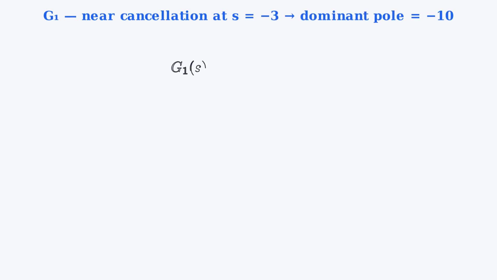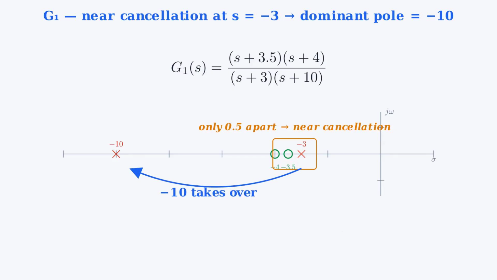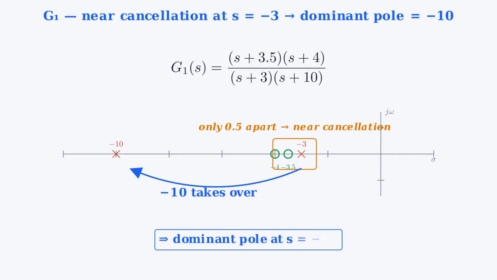g1 of s equals (s plus 3.5) times (s plus 4) divided by (s plus 3) times (s plus 10). Poles at minus 3 and minus 10. Zeros at minus 3.5 and minus 4. All in the left half plane, so the system is stable. Naive answer, the smallest absolute value pole is at minus 3. So minus 3 should be dominant, but look closer.